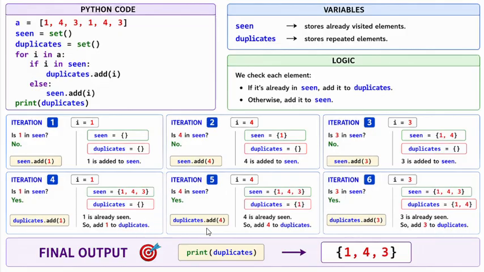What is the next iteration? i equal to 4. Is 4 in seen? Check here. Yes, it is already there. So 4 is added to the duplicates. What is the next iteration? i equal to 3. See here, 3 already exists in seen. So 3 is added to the duplicates.